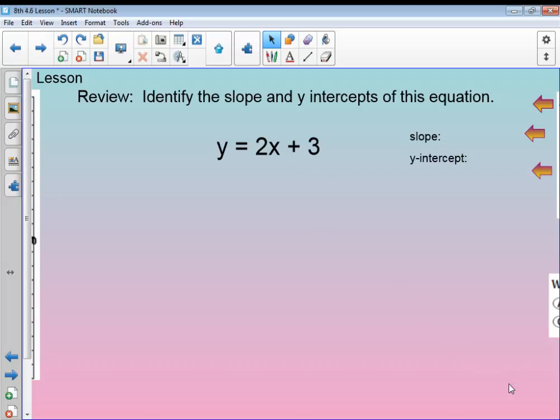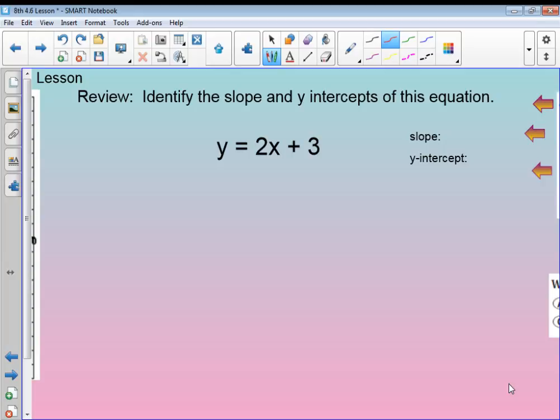Okay, this is our lesson portion for this part of the lesson. So we're going to review really quick our different parts of our y-intercept equation. Here we have y equals 2x plus 3. We want to identify the slope and the y-intercept. This was something that was previously taught, so it is just a review.